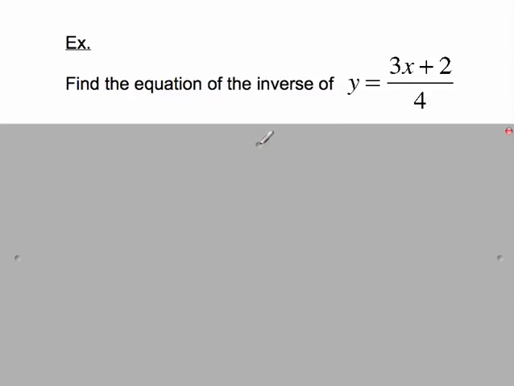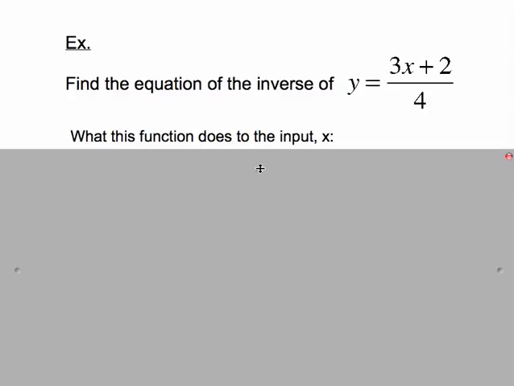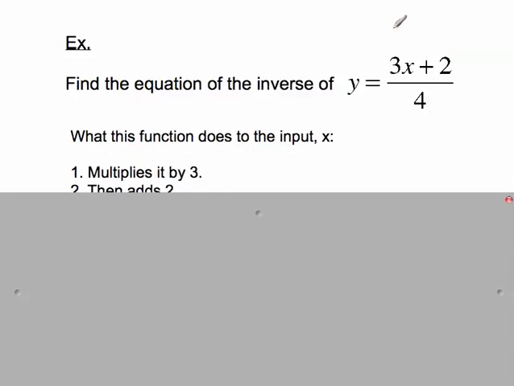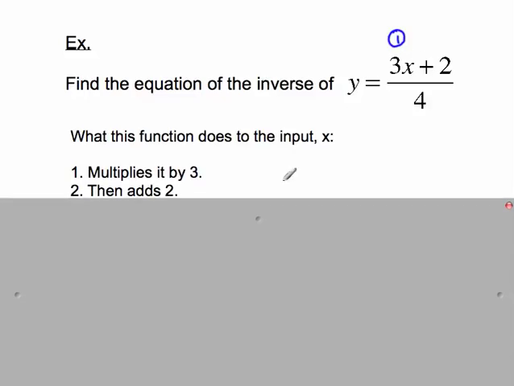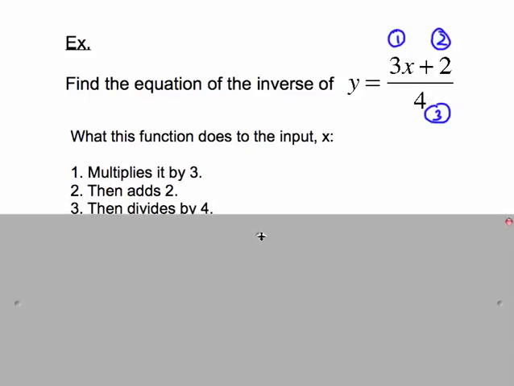Well, first, let's consider what this function is doing. It's taking an input, x, and the first thing it's going to do is multiply it by 3. So this is the first thing it does. In order of operations, first thing you do is multiply by 3. Then it's adding 2. And then once it's added 2, the last thing you're going to do is divide by 4. So the steps are there, 1, 2, 3.